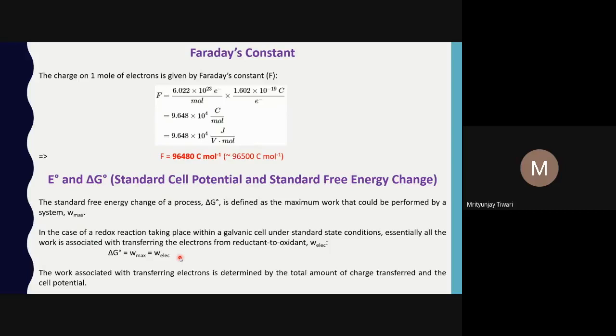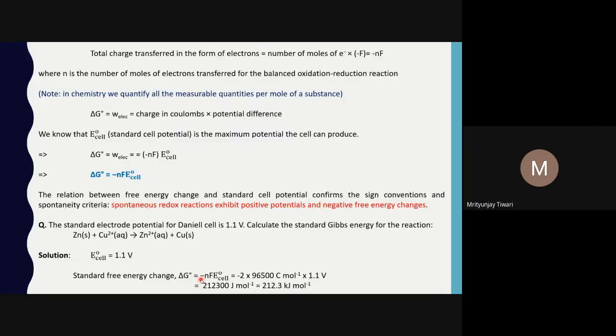The work associated with transferring electrons is determined by the total amount of charge transferred and the cell potential. Usually when any charge is transferred along a potential, it moves from one potential to another. The work done is equal to the amount of charge into the potential difference. In this case, it will be the cell potential and the amount of charge being transferred, whether 1 mole of charge or n moles of charge. 1 mole of charge means 1 mole of electrons, because electrons are being transferred here.